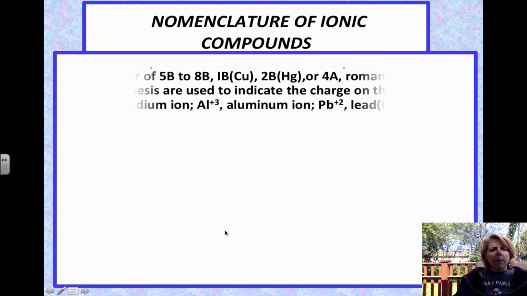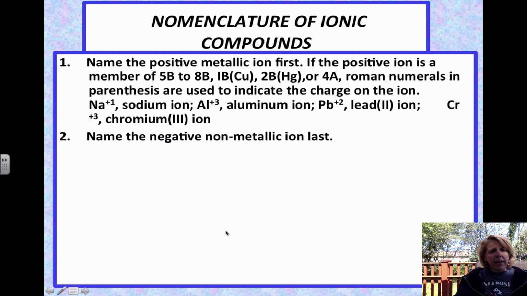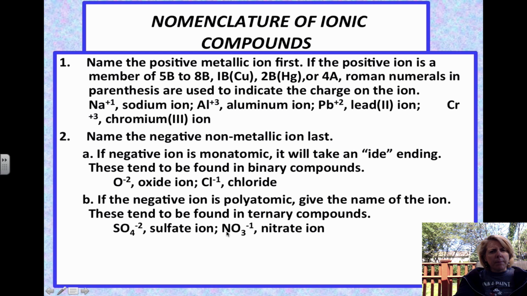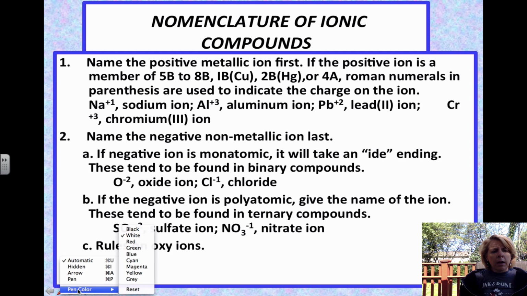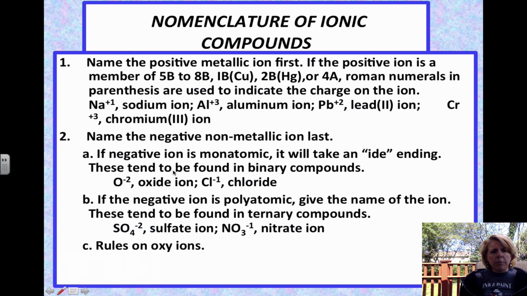Okay, we're going to do nomenclature, and I just want to highlight a couple of these before we move on. When you're looking at nomenclature of metals, you need to look at whether it's a transition metal. If it is in the middle of the periodic table, it's going to have a Roman numeral associated with it because there could be more than one charge. If it's in the first two columns, you don't have to worry about it. But if it's in the transition metals section, you do have to worry about it.